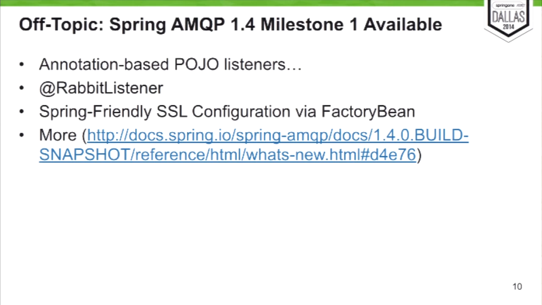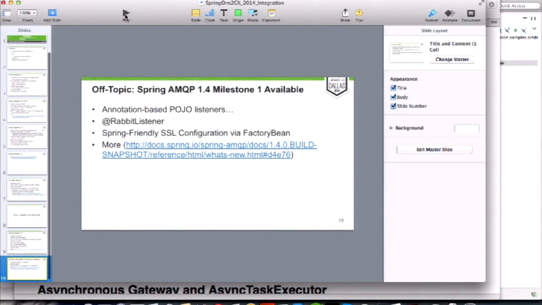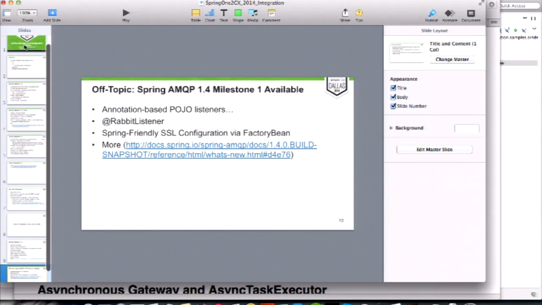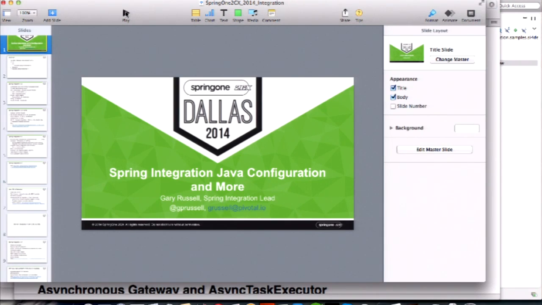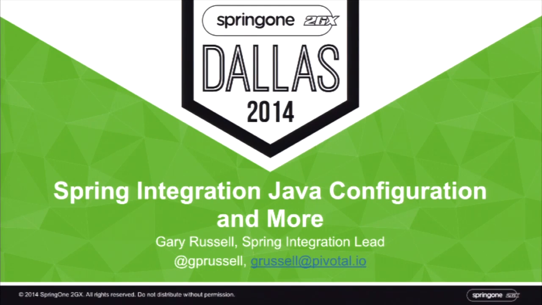Some fairly minor changes. The SSL was always a bit of a pain because the underlying Rabbit connection factory is not Spring friendly. You have to set SSL up. So we added a factory bean just to make it a little easier to build SSL if you want to use SSL. Again, docs there. So that's all I have for today. I'll open it up to questions if there are any.